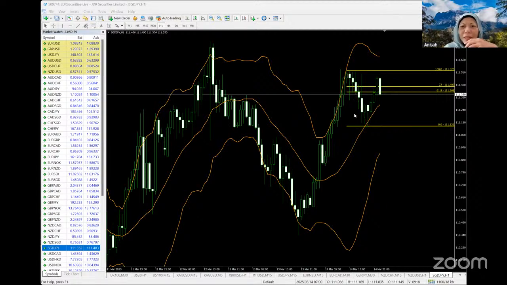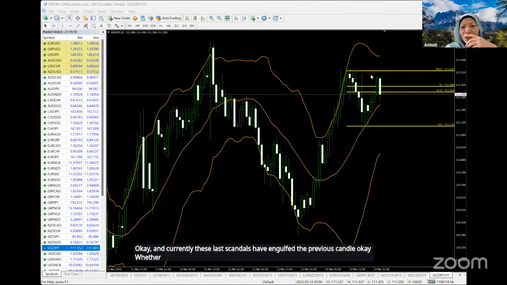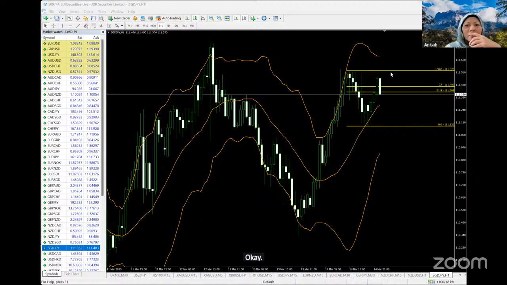Okay, you can see that the price has gone beyond the 72. Currently the last candle has engulfed the previous candle. Whether or not this uptrend is going to continue, I would like to wait. So that's for Singapore yen.